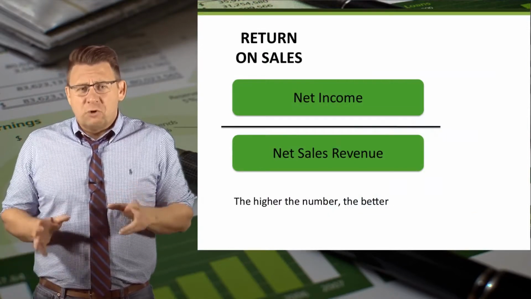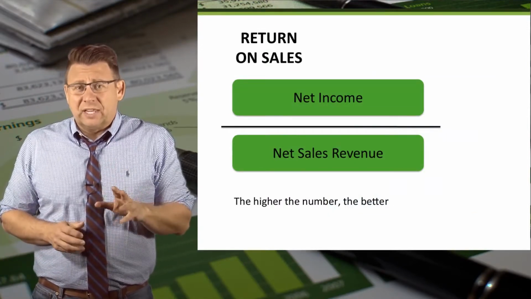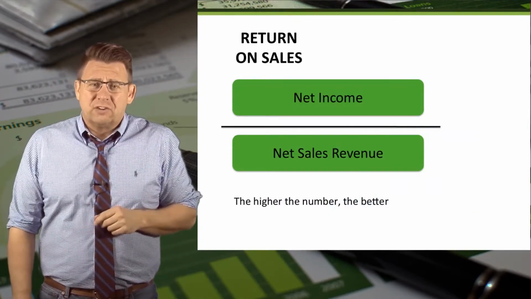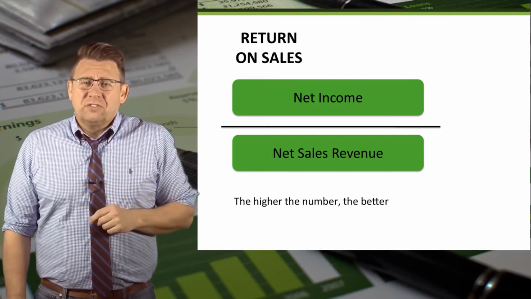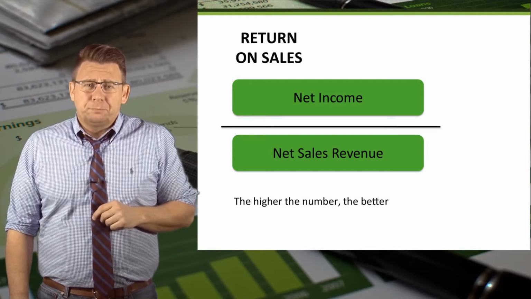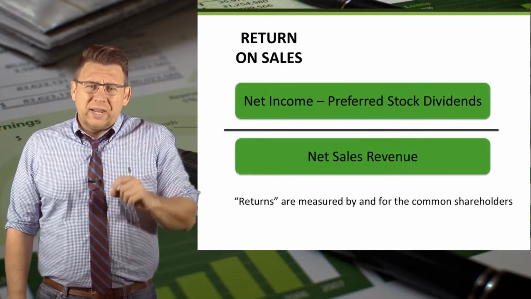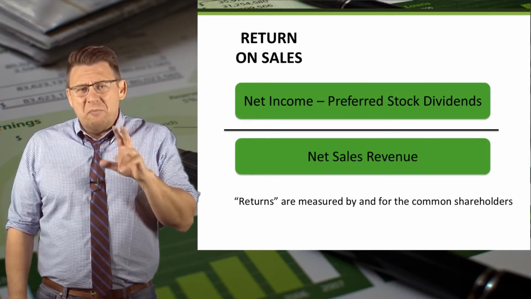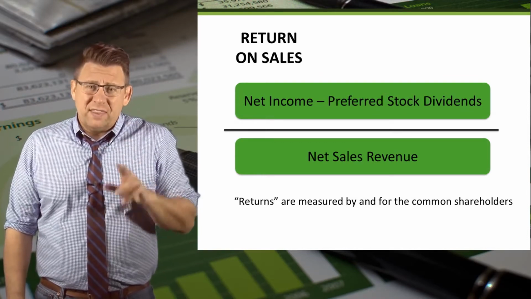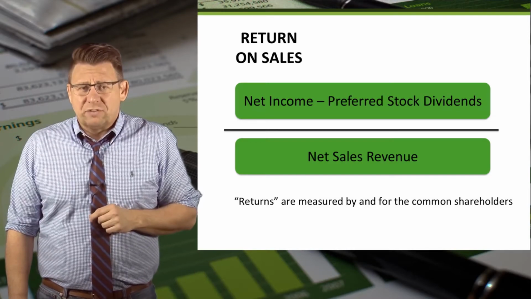The most common formula for return on sales is calculated as net income divided by net sales revenue. Again, the higher the result, the higher the percentage of sales dollars that end up in the bottom line. A better way to calculate return on sales, though, is to take net income minus preferred stock dividends and then divide that by net sales revenue.